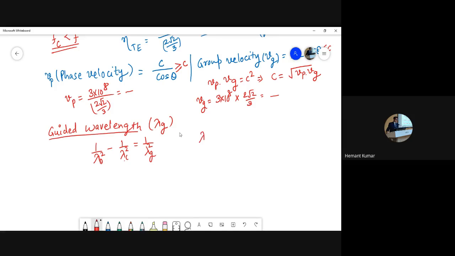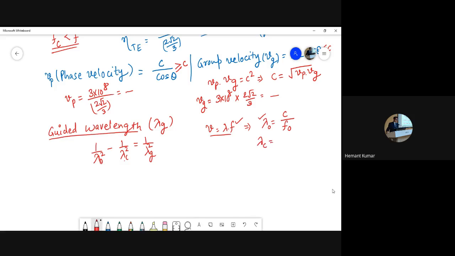Lambda naught, because we know how it is related to C and F. We know C is the speed of light. Any velocity is given by lambda into F, right? So the operating wavelength can be calculated, since the frequency is given to you, 30 gigahertz. So how to calculate the operating wavelength? V is given to you, that is C divided by F naught. From here you can calculate lambda naught, right?